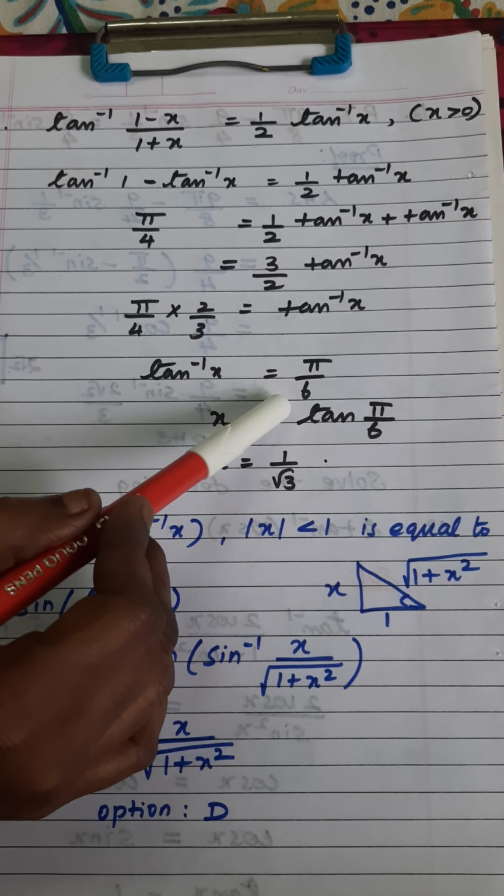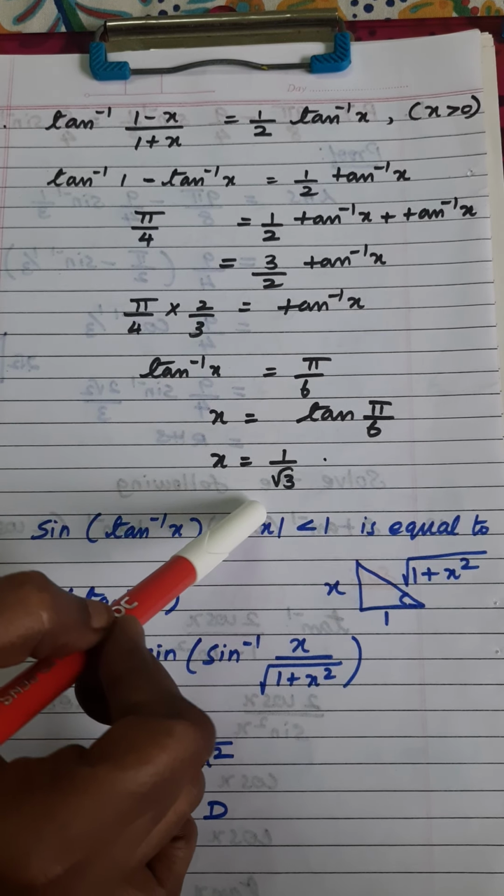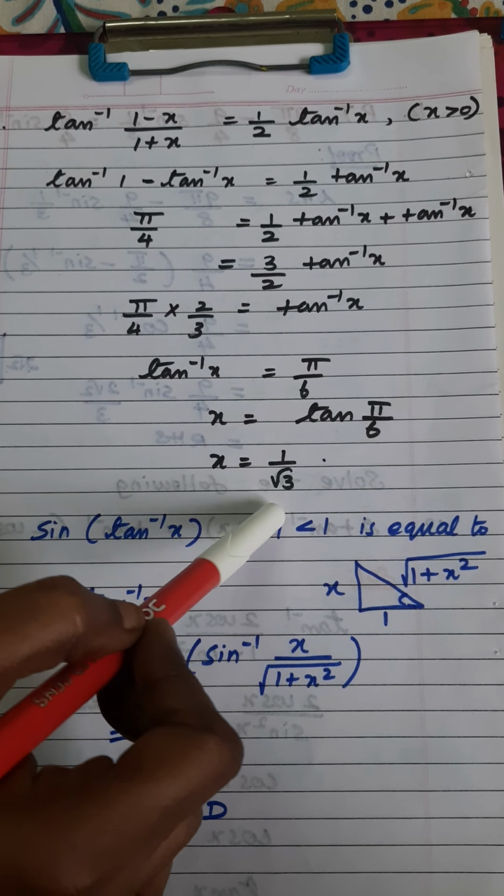Tan inverse will become tan. So x equals tan pi by 6. The value for tan pi by 6 is 1 by root 3. So the value for x is 1 by root 3.